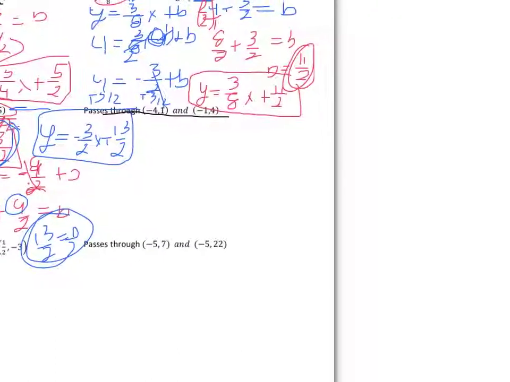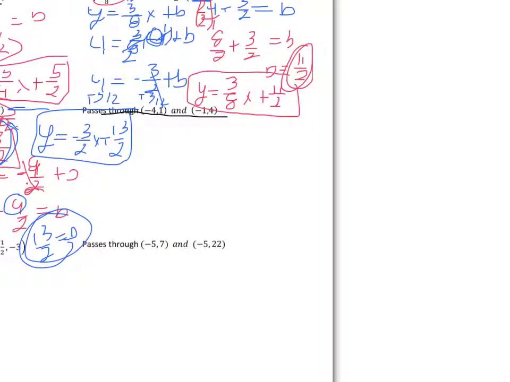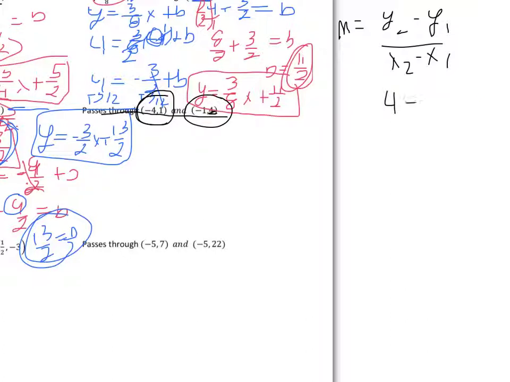Because we don't have the slope, that's the first thing we always need in finding the equation of our lines. So m equals y2 minus y1 over x2 minus x1. So I'll say this is our first point, this is our second, so this is our y2, 4. 4 minus our y1, which is 1, all over our x2, which is negative 1, minus our x1, which is negative 4.